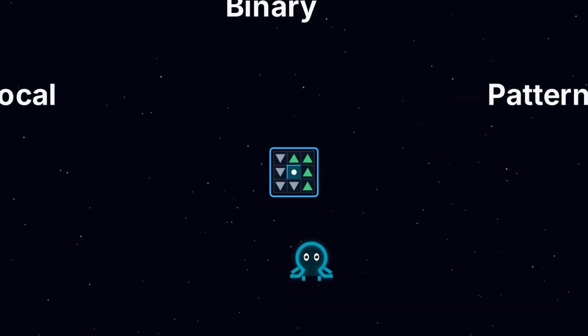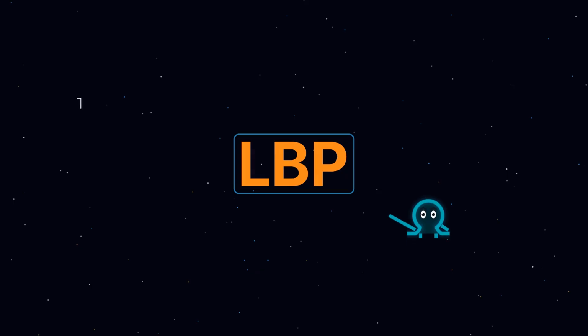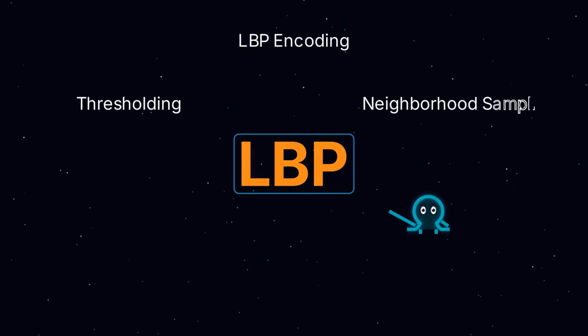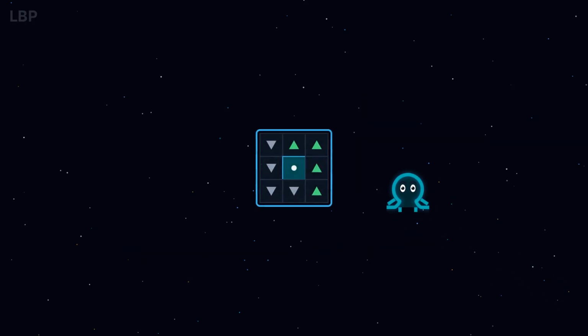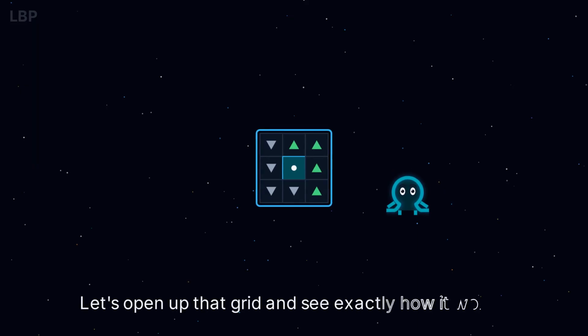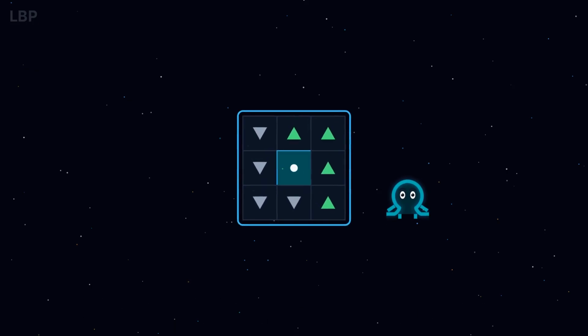This idea, comparing a pixel to its neighbors instead of trusting raw brightness, is exactly what's behind one of the most influential ideas in computer vision: local binary patterns, or for short, LBP. So let's zoom into that little grid and see, step by step, exactly how this comparison trick turns into something a computer can actually compute.